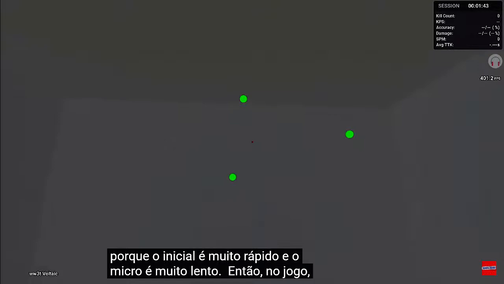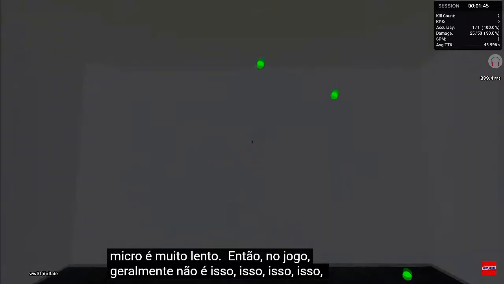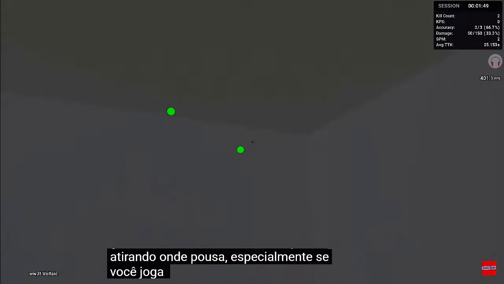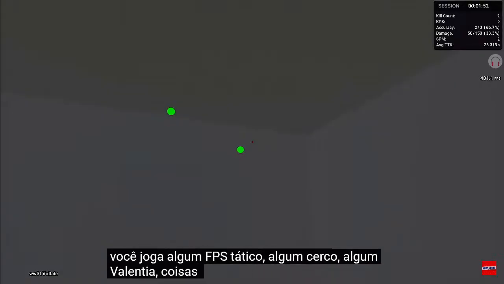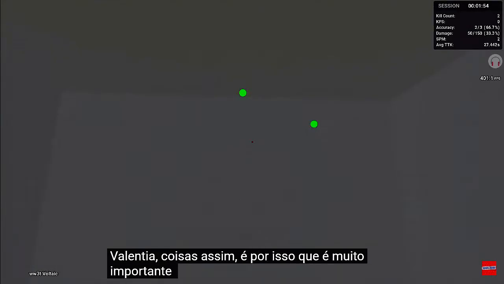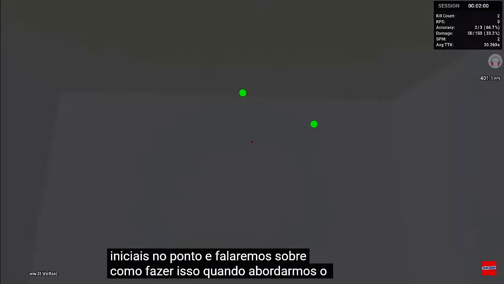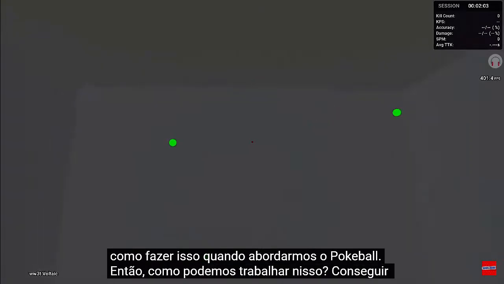So in game, it's usually not this. In game, it's usually boom, and you're just shooting where you land, especially if you play some tac FPS, some Siege, some Valorant, stuff like this. That's why it's really, really important to have those initials on point, and we'll talk about how to do that when we address Pokeball. So how do we work on getting a better initial?